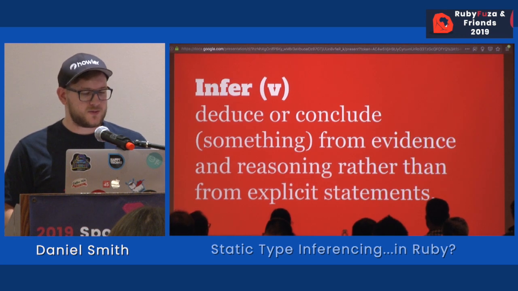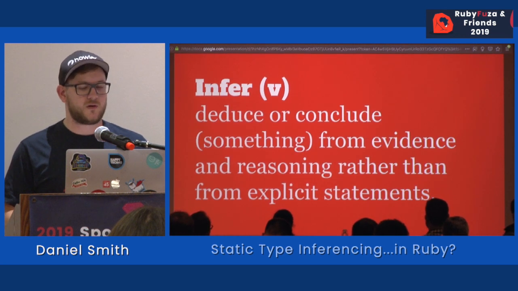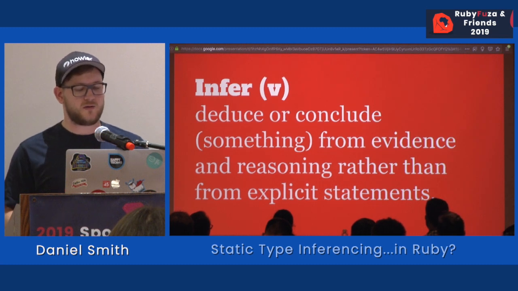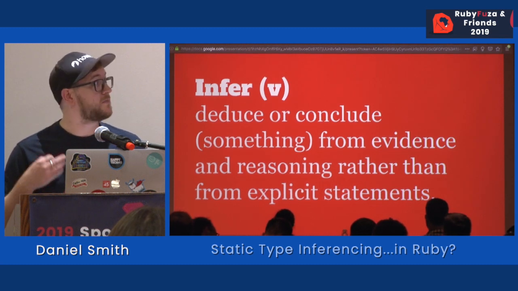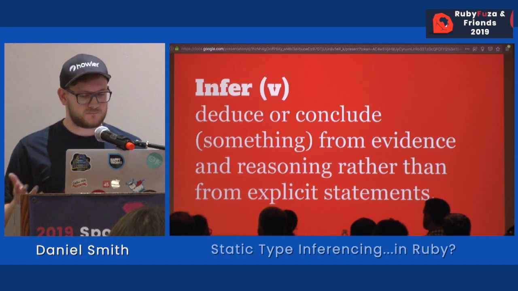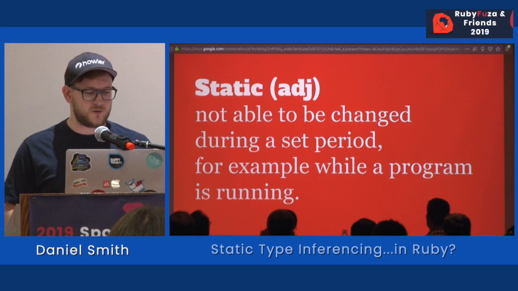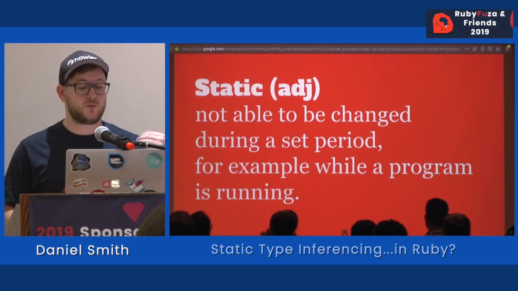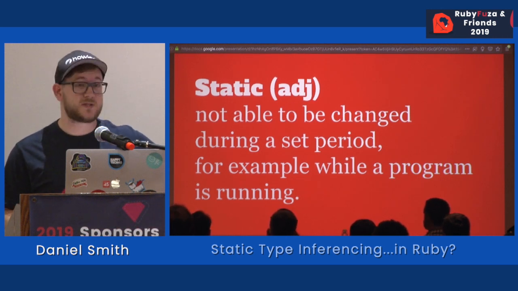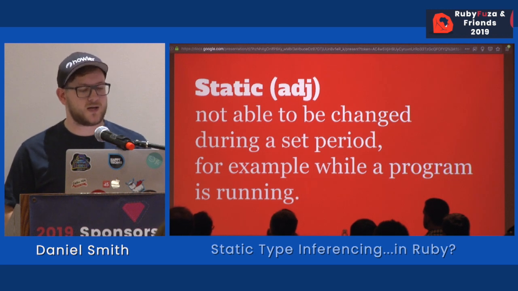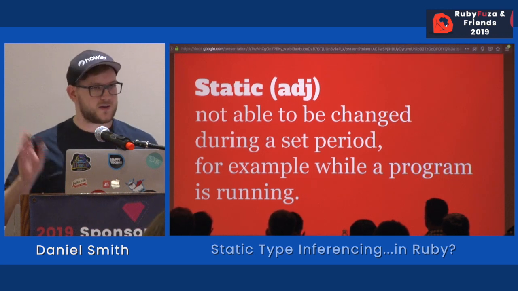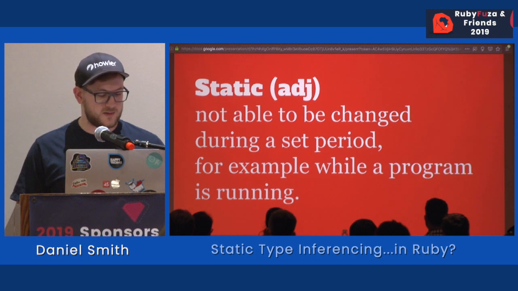And inferring is to deduce or conclude something from evidence and reasoning rather than from explicit statements, so an implied deduction, I guess. And static is not able to be changed during a set period, for example, while the program is running. This one's specifically a software definition of the word static. There was a whole bunch of other stuff about electricity, so I thought that didn't really apply.